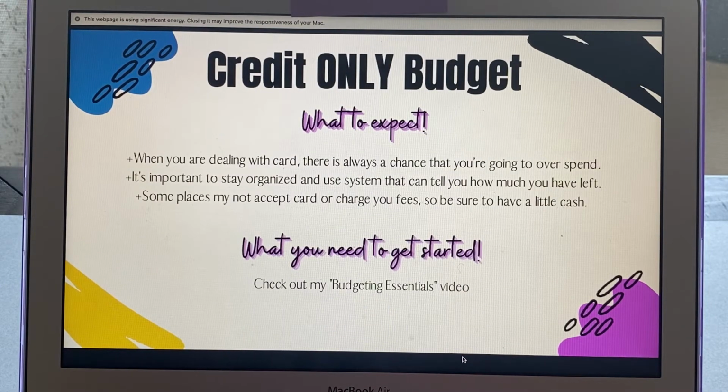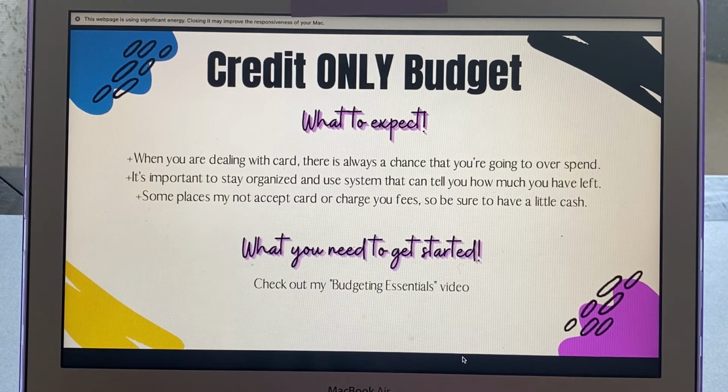Now, what to expect. When dealing with card, there's always a chance of overspending. Now that I am a credit card spender only, I do run into that problem of overspending, but I have more self-control now. So if you really struggle with having self-control and overspending, the credit card method might not be the one for you.